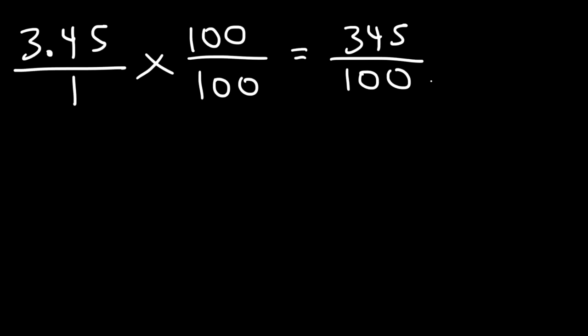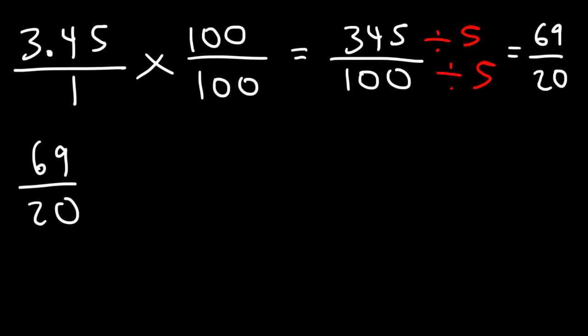Now at this point, we need to simplify what we have. So what you could do is you can divide both numbers by 5. If the last number ends in a 5 or a 0, you could divide it by 5. So 345 divided by 5 is 69. And 100 divided by 5 is 20. Now let's see if we can turn that into a mixed number. 69, I could break it down into 60 plus 9.